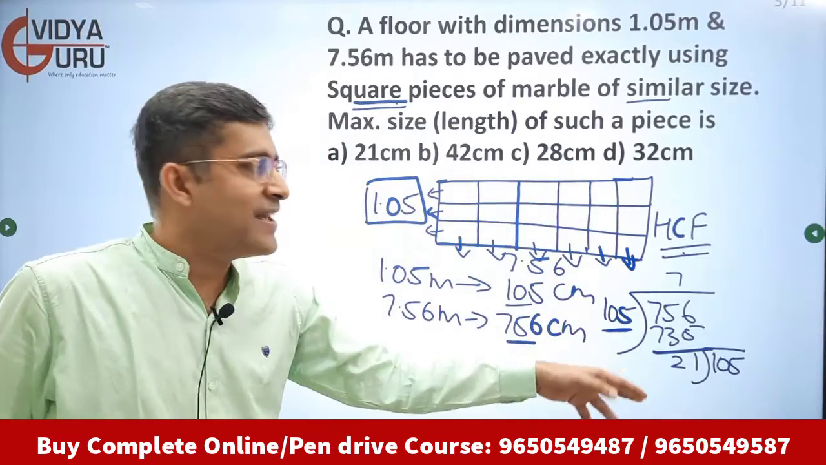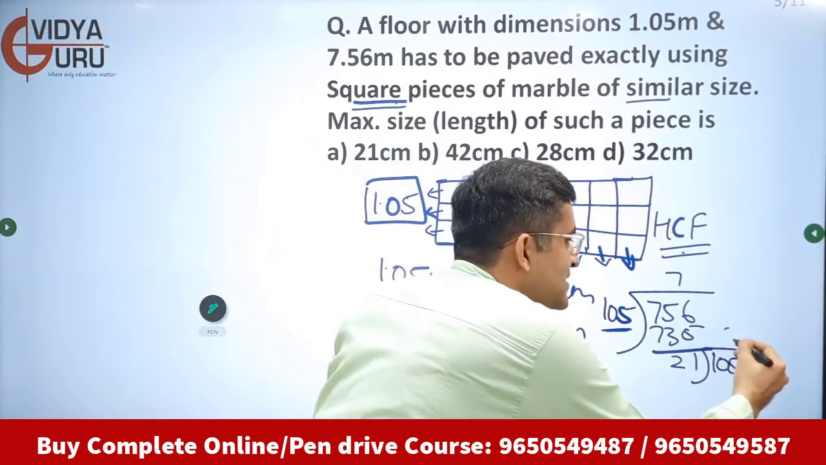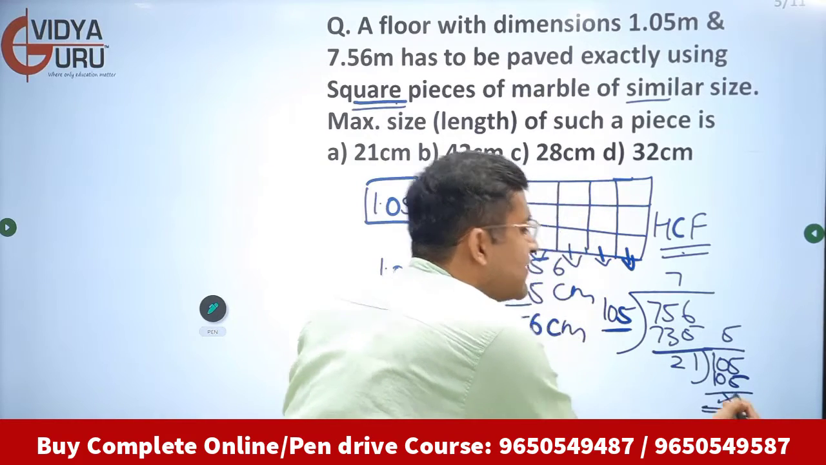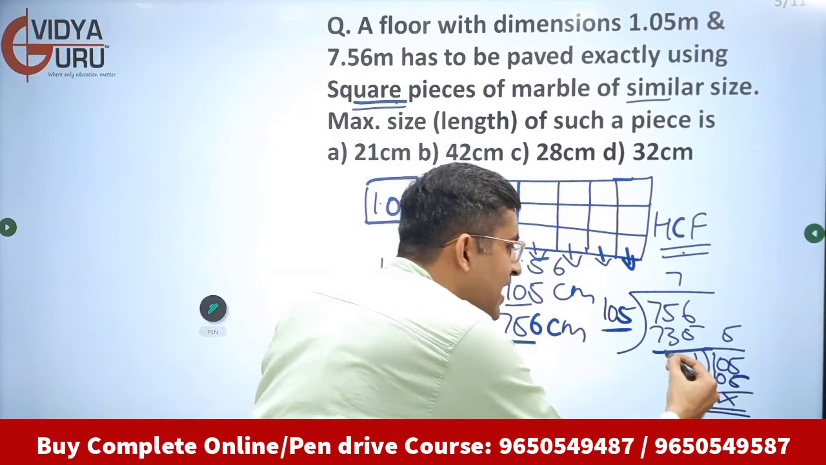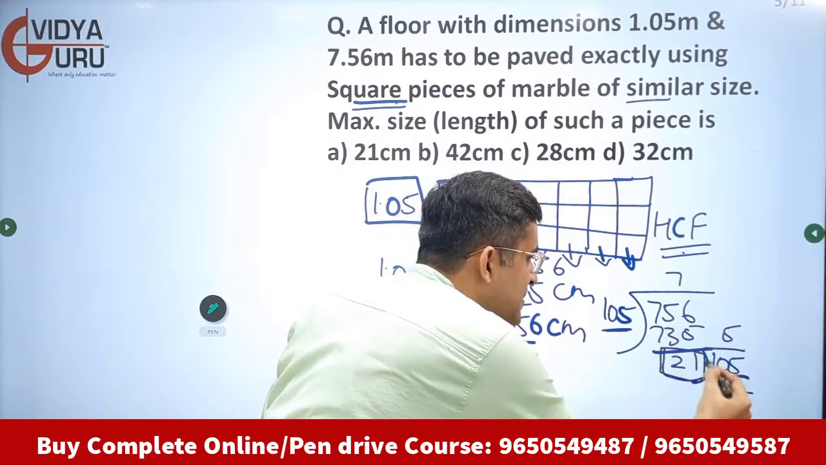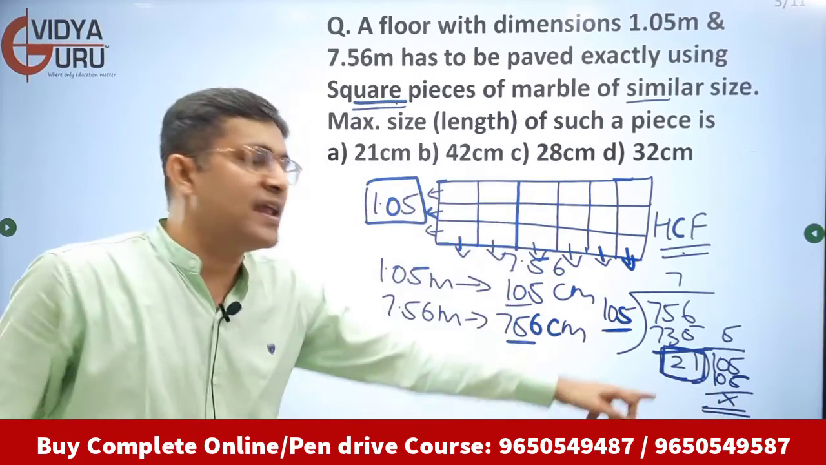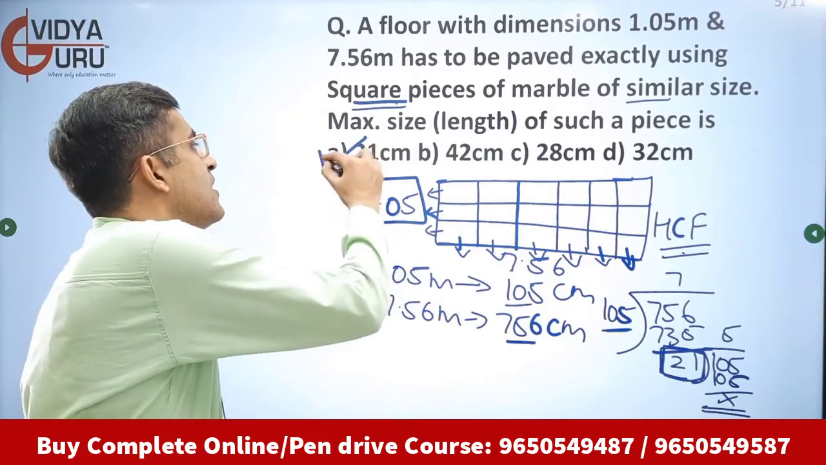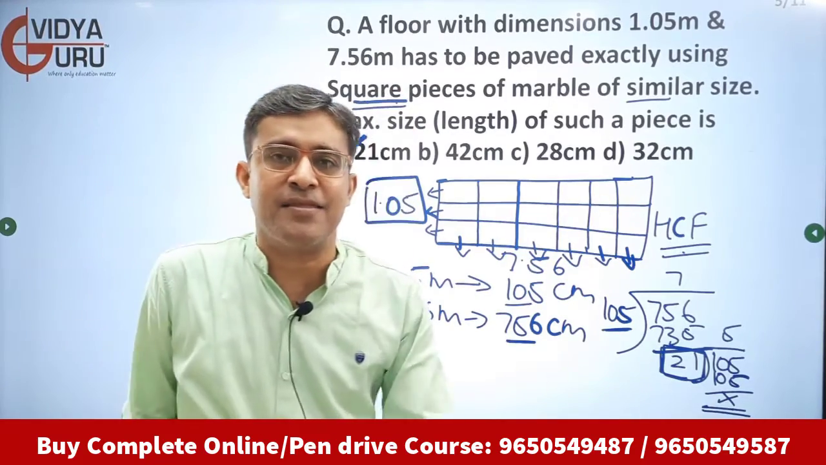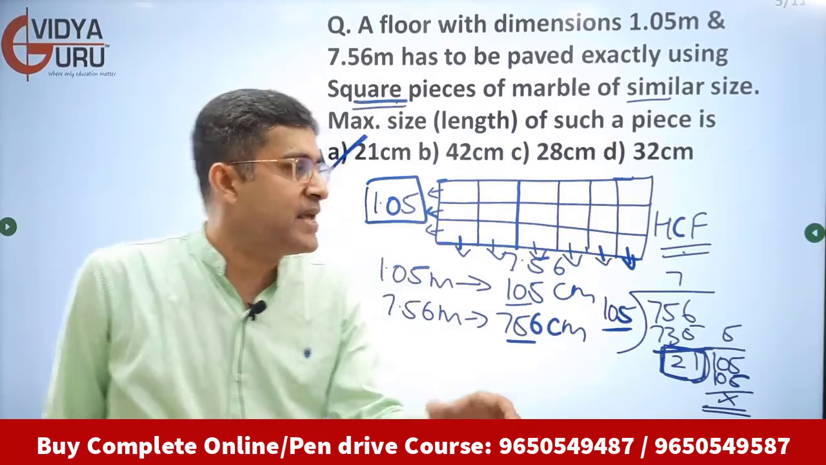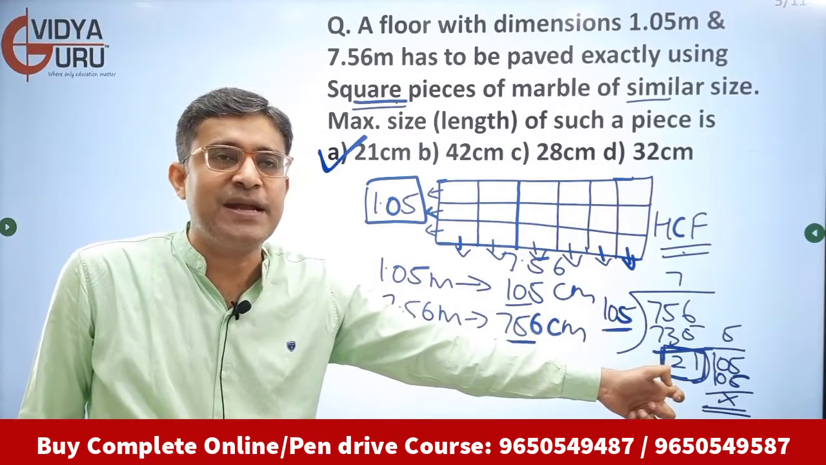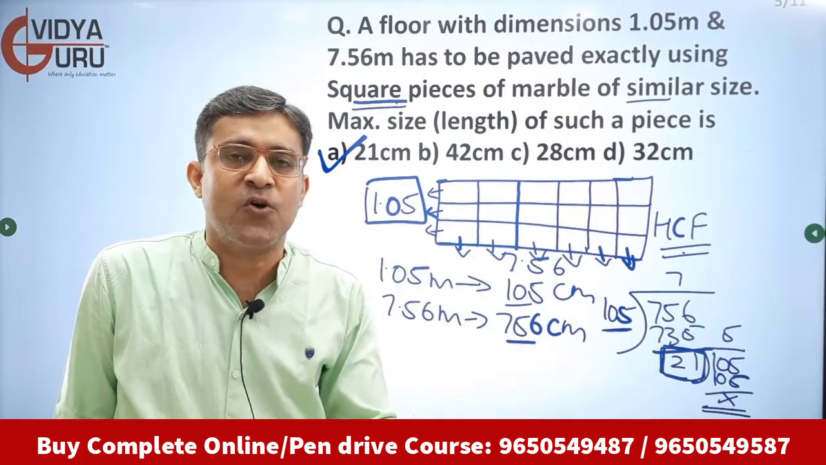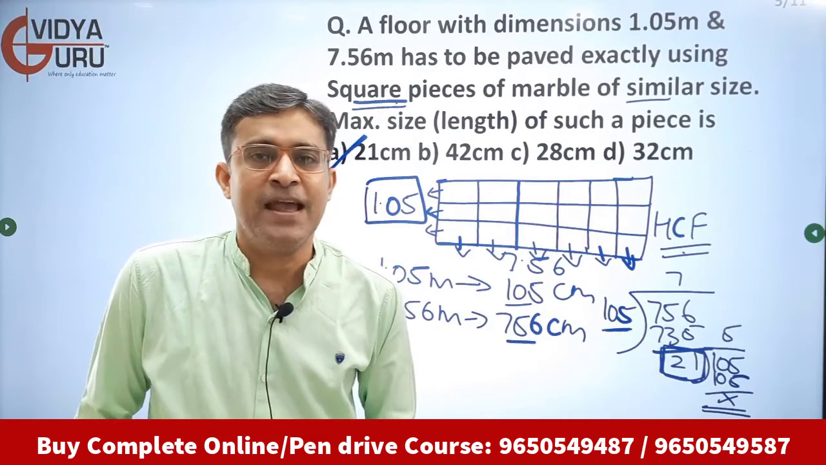So now it is very easy. 21 5s are 105. It is completely divisible. So what is the HCF? Students, the HCF is the divisor of the last step. The HCF is 21. So the dimension is 21. The square piece which has a side 21 centimeter will completely pave this rectangular floor without leaving anything extra.